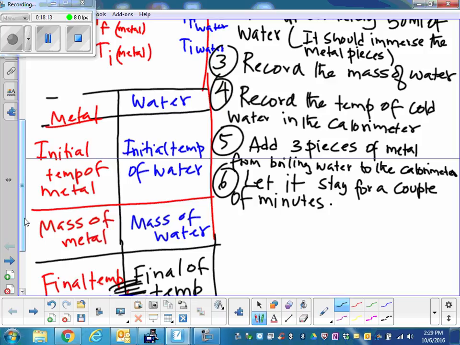Do you think the temperature will go up that much? What will happen? Do you have an idea, Ben? Very good. You will know to wait enough till the temperature stops changing.